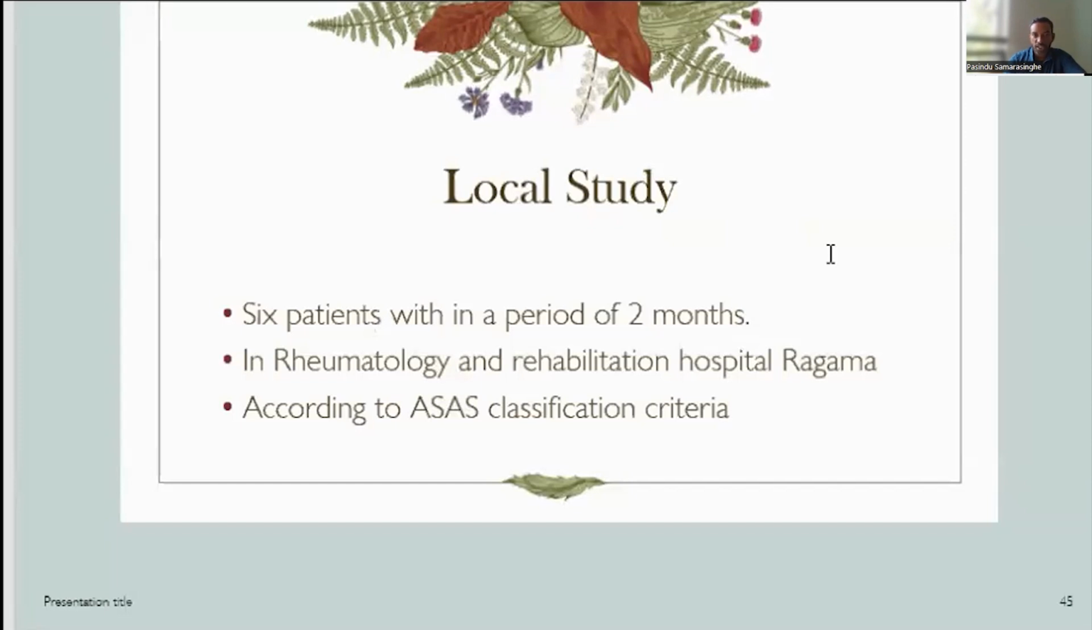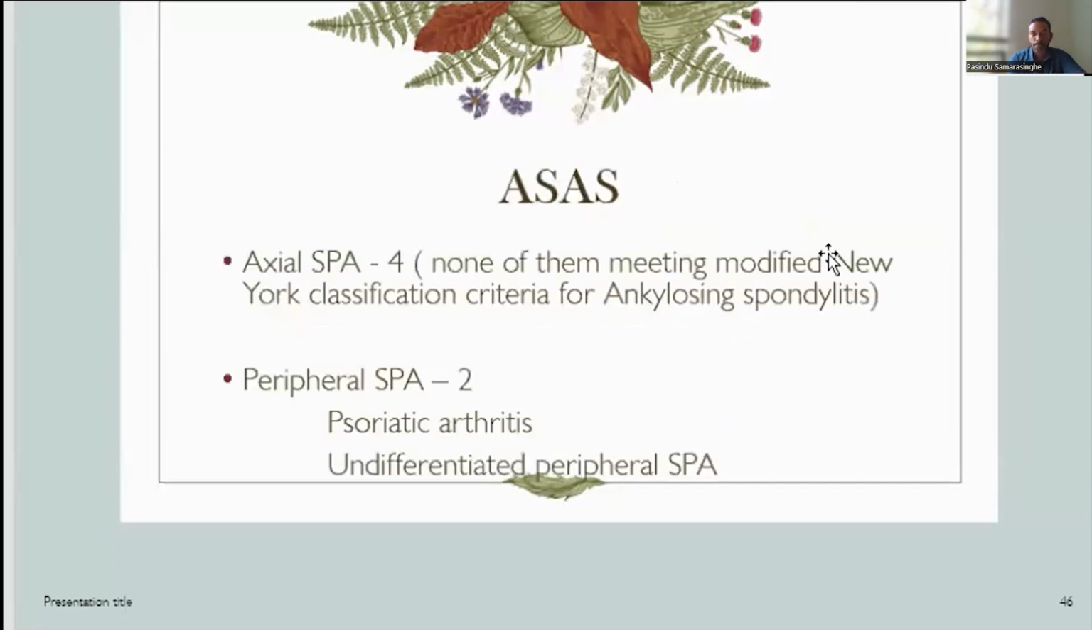So they were included according to the ASAS classification criteria, which I described earlier. Out of the 6 patients, 4 were axial spondyloarthritis and 2 were peripheral SpA patients. And mind you, none of these axial SpA patients had met the modified New York criteria because all of their X-rays were normal. So we would have easily missed them if we didn't do the MRI scan.